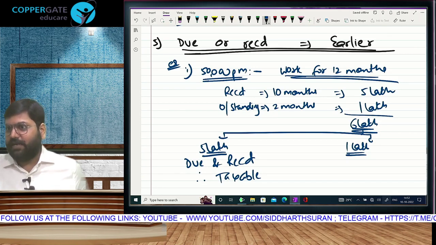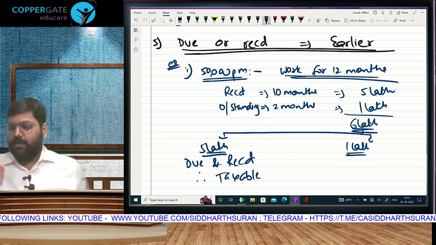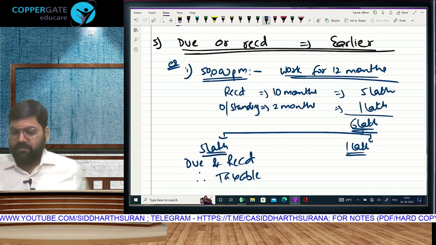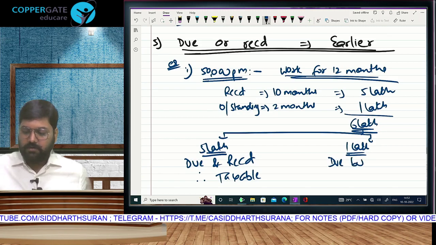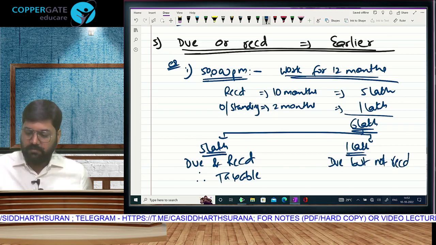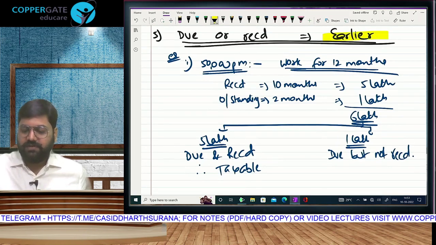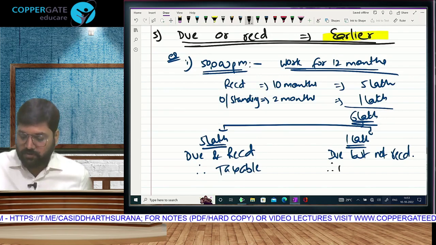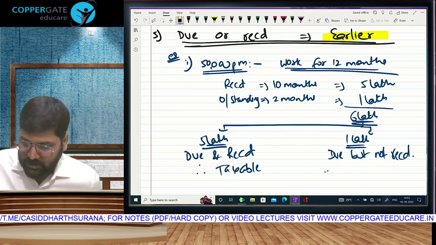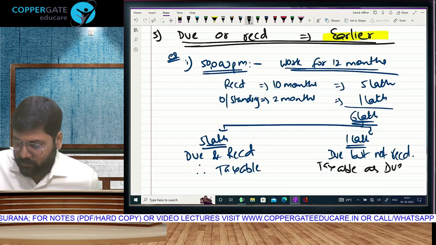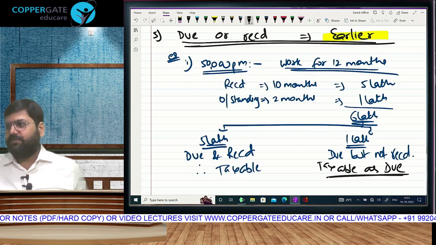Next year when you give me my salary, which will again be 6 lakh only, unless there is an increment, give me 7. That second year ka 6 plus year 1 ka outstanding, so that I have more money for my wedding. So 1 lakh is due but not received. Will this be taxable? Yes, because due or received, whichever is earlier, and therefore this will also be taxable as it has become due.